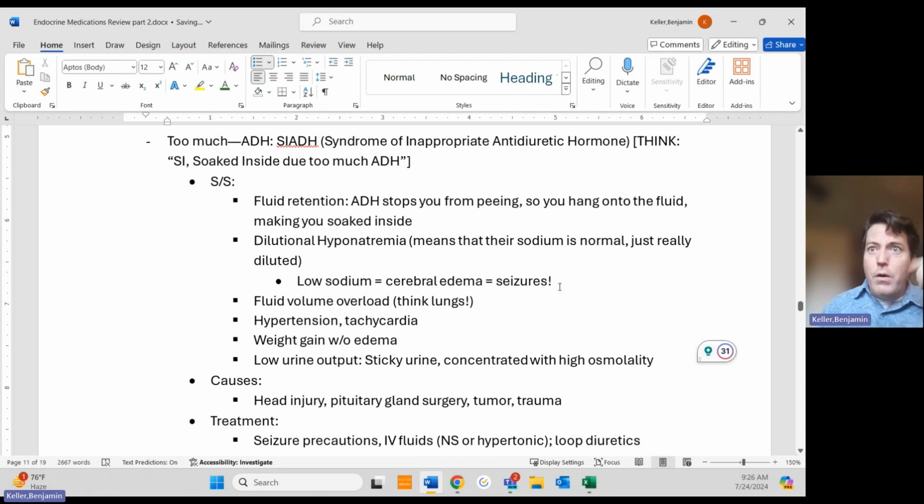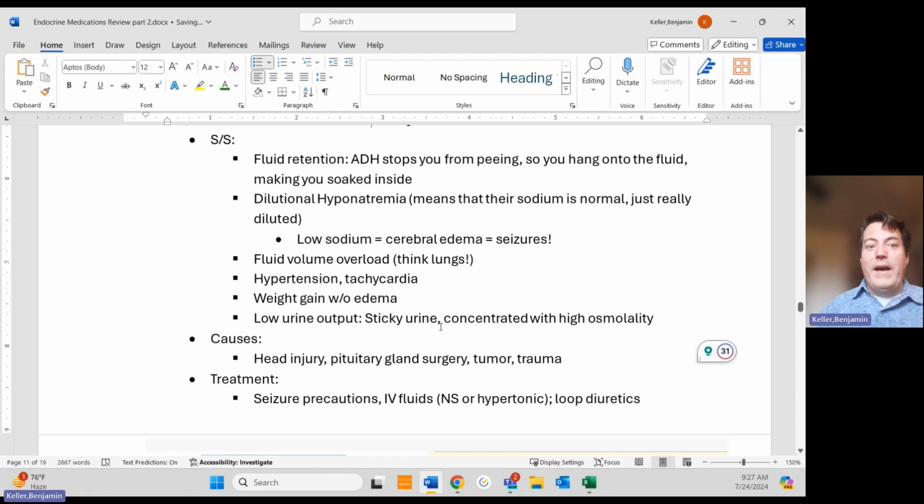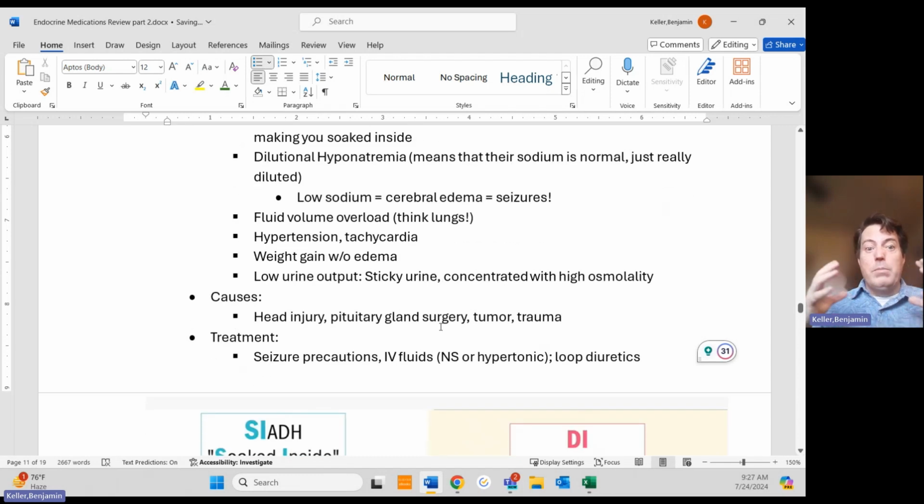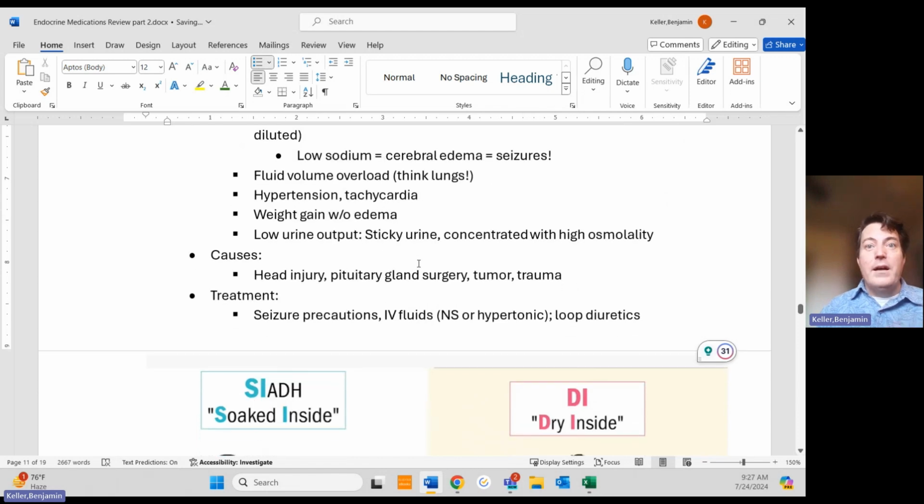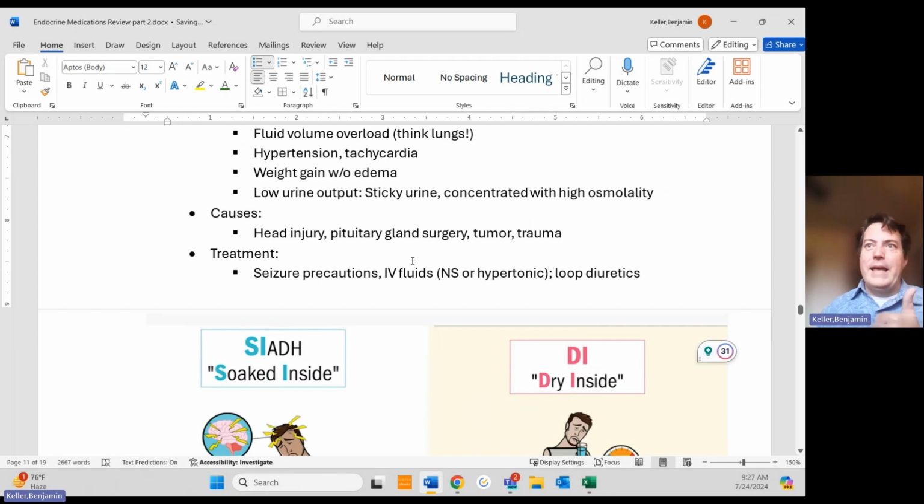So we want to be thinking neuro here. We can have fluid volume overload, which can be pushing fluid into our lungs. So we want to be thinking lungs. You can have hypertension, often because there's so much fluid in that vascular space, and tachycardia. You can have weight gain without edema because it's in your bloodstream, it's everywhere. You're going to have low urine output, so it's going to be sticky, concentrated. It's going to have a high osmolality, and it can be caused by things like head injury or pituitary gland surgery or tumor or trauma.